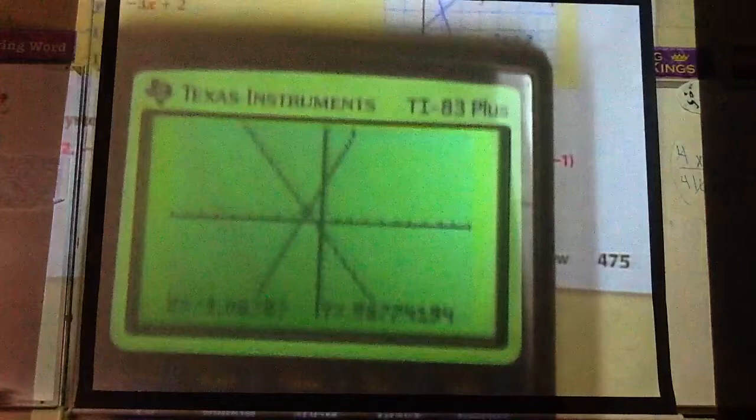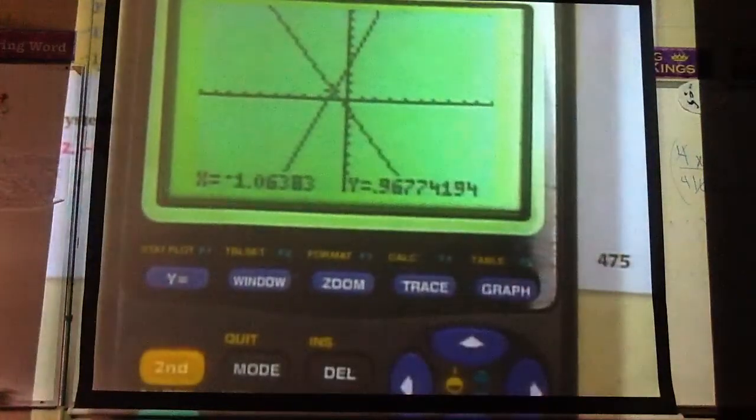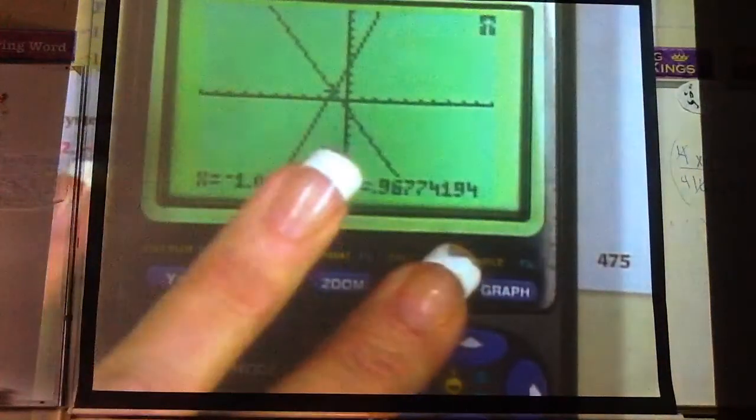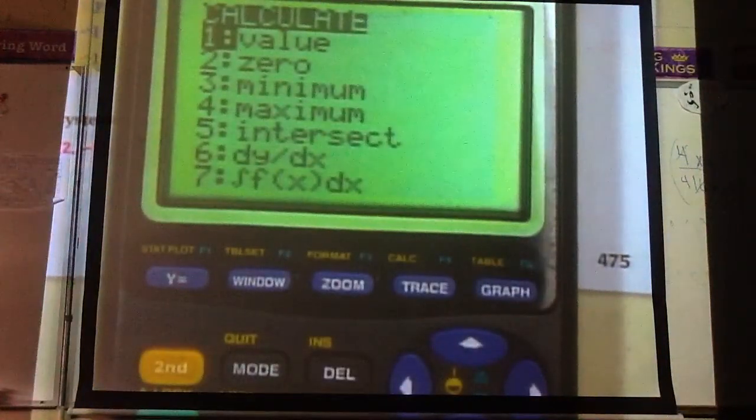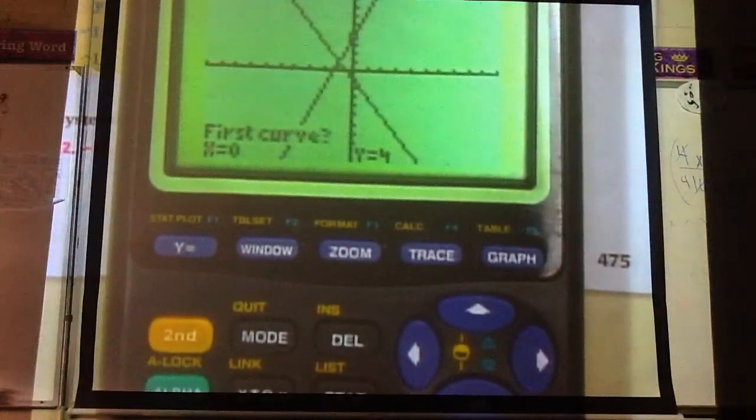What you're going to do here is, if you will notice here above the trace button, it has calculate. So that's what we're going to do. We're going to hit second calculate. And of course what we want to calculate is where they're intersecting. So I'm going to hit 5 for intersect.